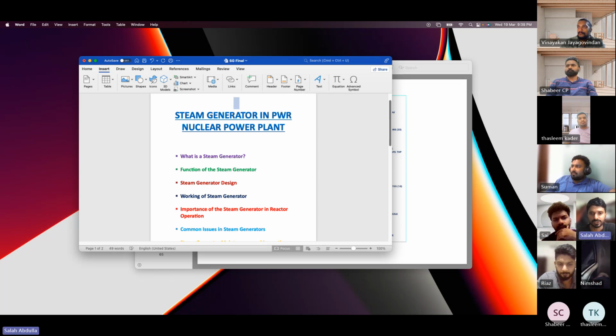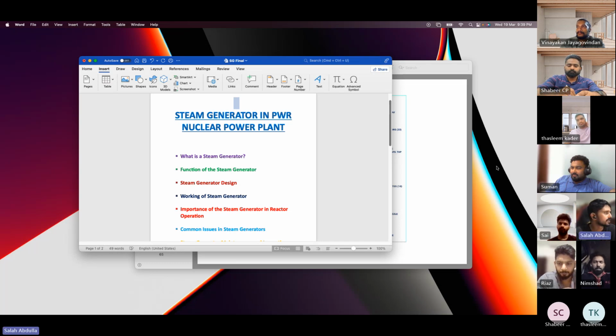Stress corrosion cracking means a chemical attack on tube material, which can lead to leaks in the steam generator. And tube rupture means a leaking tube, which can mix the radioactive primary water with the secondary side. This is also very important, and it is very dangerous.